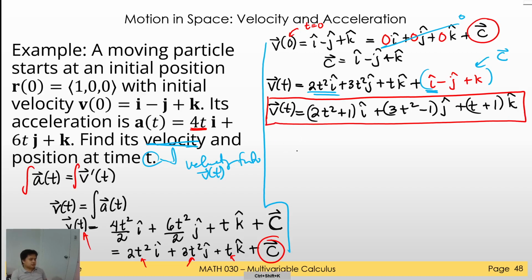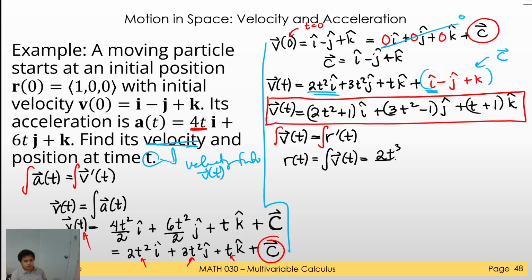Now for your position, we know that the velocity is equal to the first derivative of your position vector. Therefore, if we integrate this again, we can cancel this out, no? So your position vector r of t is equal to the integral of v of t. So we want to now integrate this again. So we have 4t, so 2 times t cubed over 3, right? So this will be 2t cubed over 3 plus t.